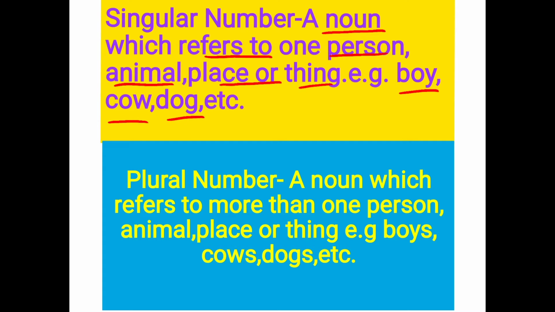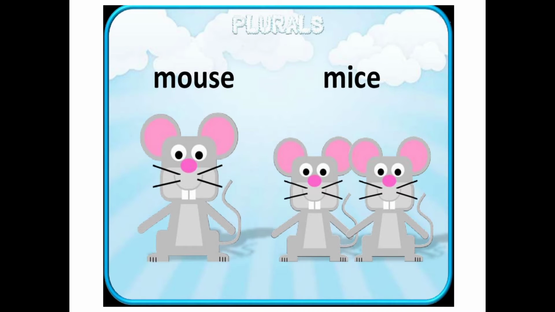Let us discuss plural number. A noun which refers to more than one person, animal, place, or a thing is known as plural number. For example, boys, cows, dogs, etc. Let us understand singular number and plural number with the help of some examples.